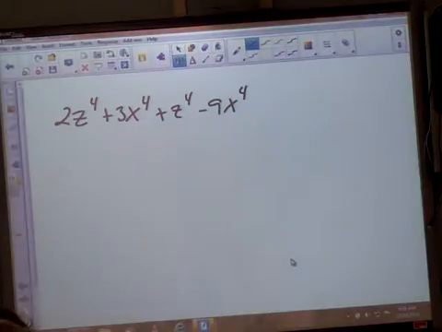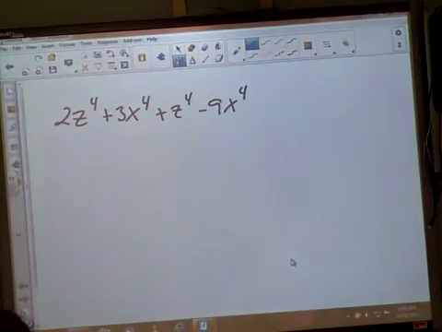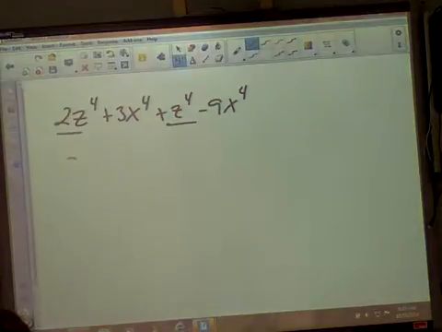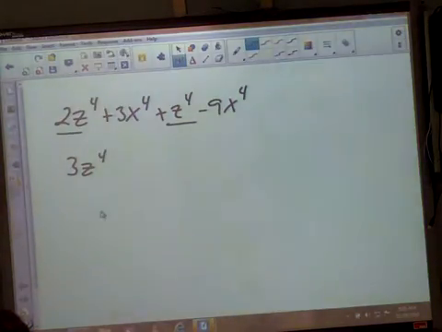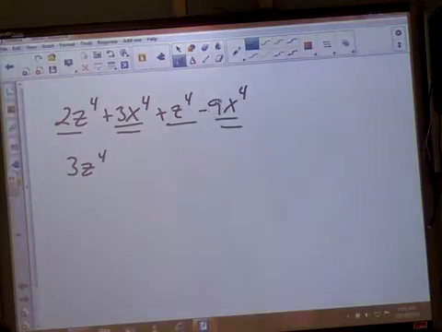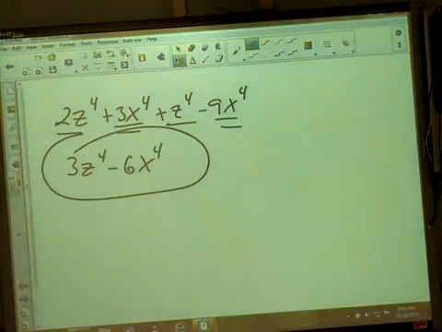Alright, we're given that polynomial there. The directions say to simplify. So the only way we can simplify is if we have any like terms. To be like terms, this is middle school stuff here, the variable's got to be exactly the same and the power's got to be exactly the same. So here's a z to the fourth. Do I have any more? Yep, right there. So I got 2 z to the fourths and 1 z to the fourth. That's 3z to the fourth, right? Here I got an x to the fourth. Do I have any more of those? Yep, right there. But this one's got a minus sign in front of it. So 3x to the fourth minus 9x to the fourth is negative 6x to the fourth. And that's it. Don't combine those because z and x are not the same.